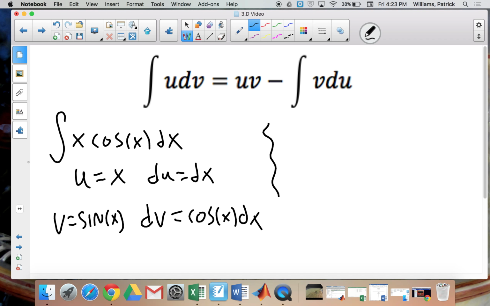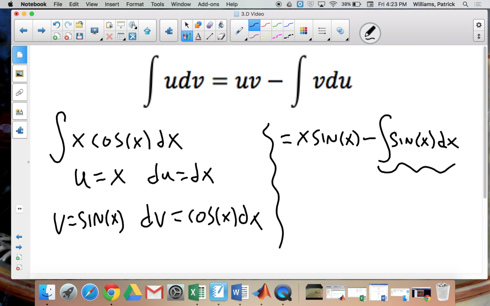So if we plug this into our formula up here, we'll get this integral is going to be equal to u times v, which will be x sine x minus the integral of v du. V is sine of x, and du is just dx. And again, looking at this integral, that's way simpler than the original integral, way more simple.